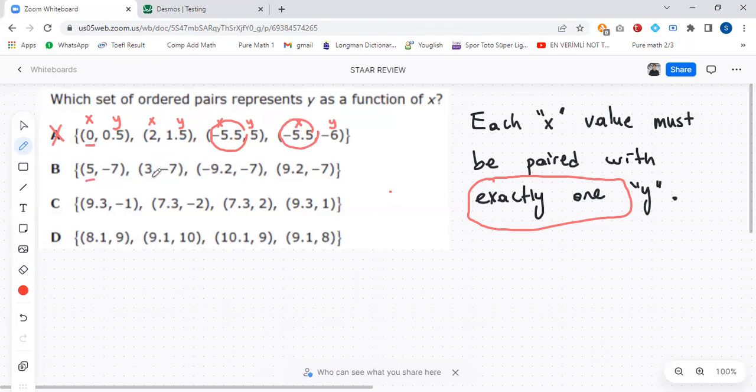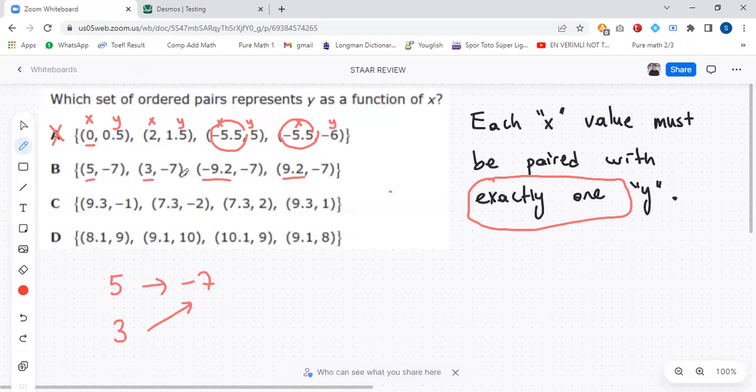Let's look at this. 5, 3, negative 9.2, and 9.2. So these are all different x values. So each x value is paired with exactly one y value. Okay, guys. So this may confuse you. As you can see, 5 is paired with negative 7. And 3 is also paired with negative 7.